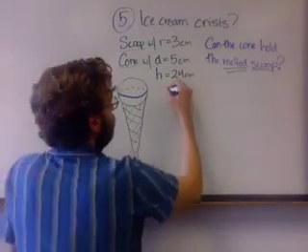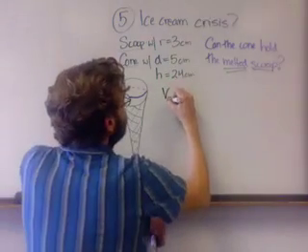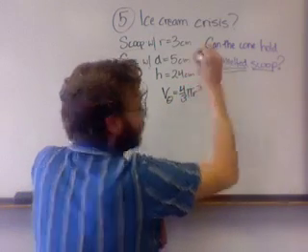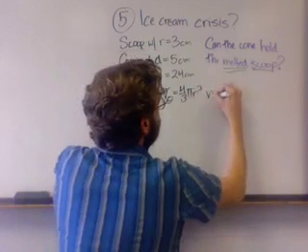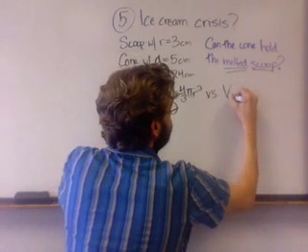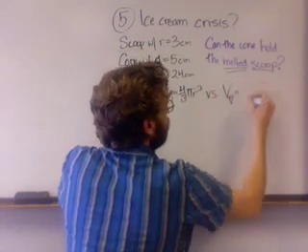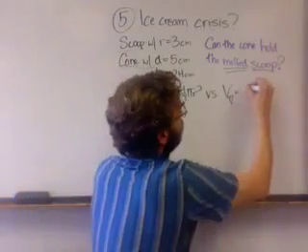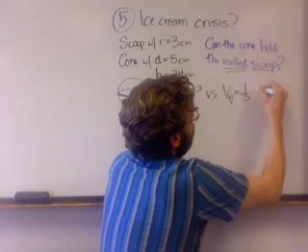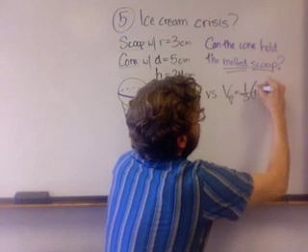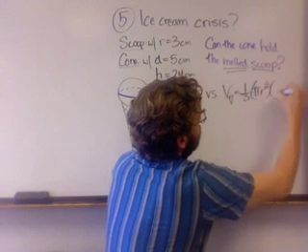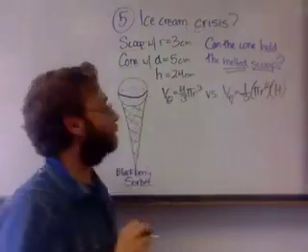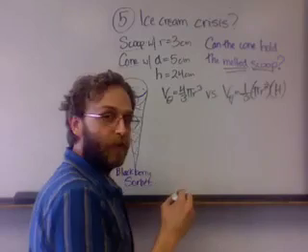The volume of the scoop equals 4/3 pi r cubed, versus the volume of the cone. And if you recall from last time, the volume of a cone is 1/3 the area of its base, which is pi r squared, times the height. Okay.